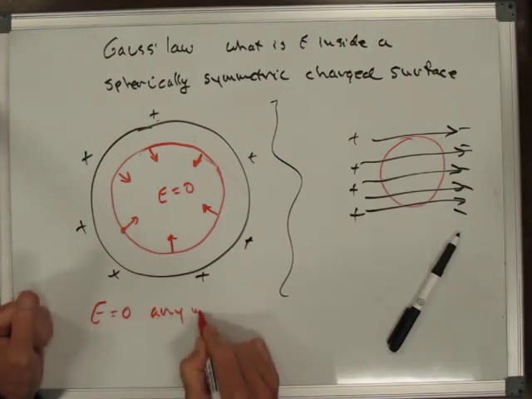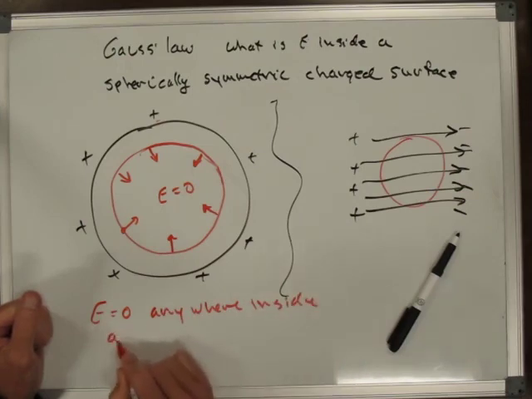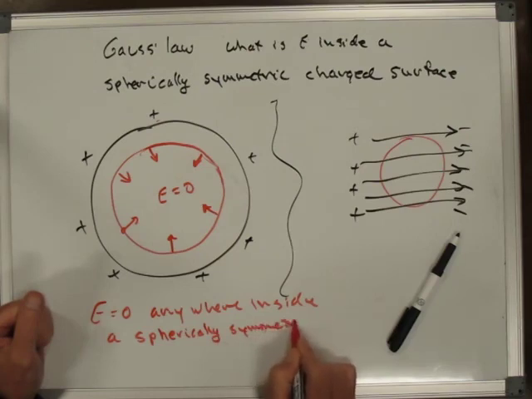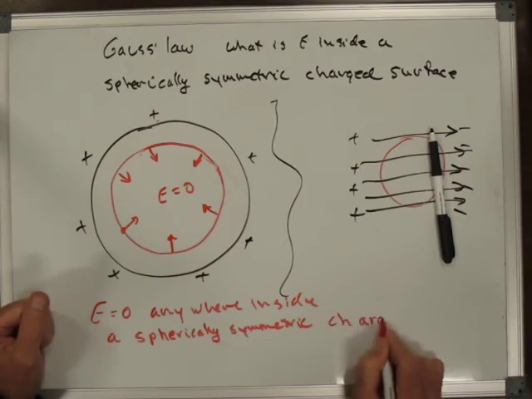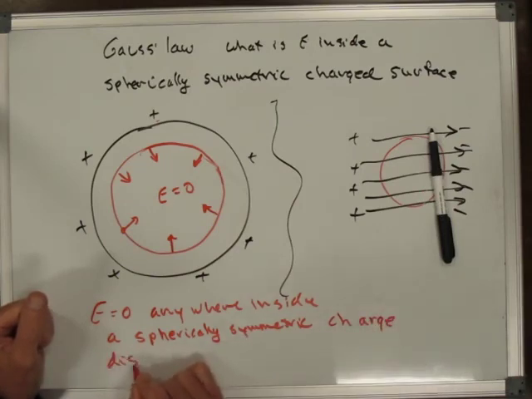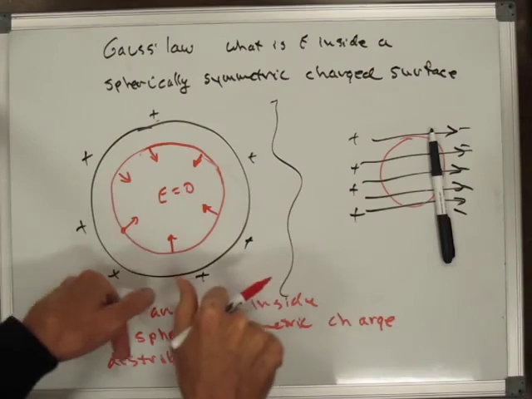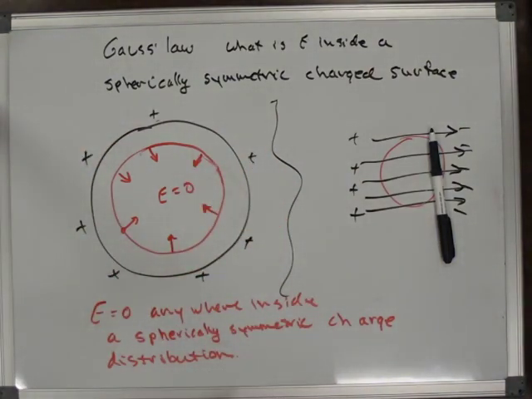anywhere inside a spherically symmetric charge distribution. I'm probably not saying this well, but what I mean is you have a spherically symmetric charge distribution, and inside a hole in that, the electric field is 0 everywhere in there.